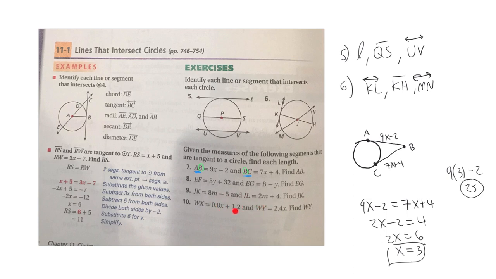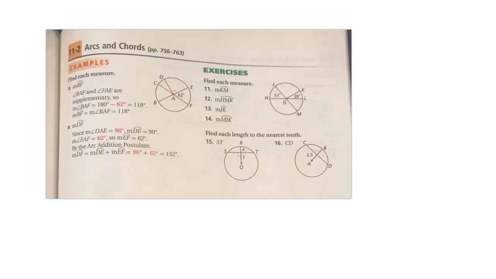Obviously, this one's a little trickier because it's got decimals in it, but nonetheless, the process in general is the same. Okay, looking at this one, finding each measure, the measure of arc KM. Well, let's see. Where's K? All right, K is right there. So arc KM would be this right there.